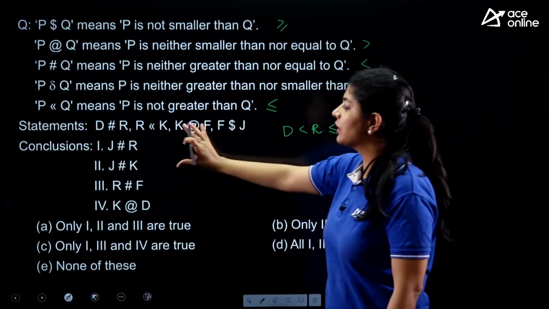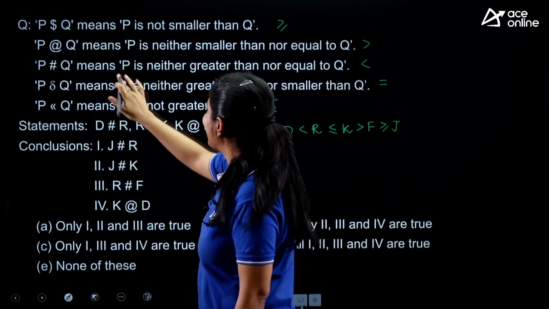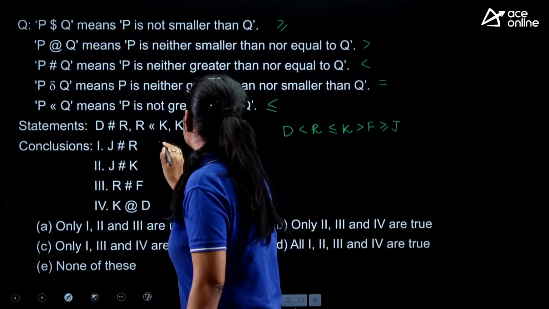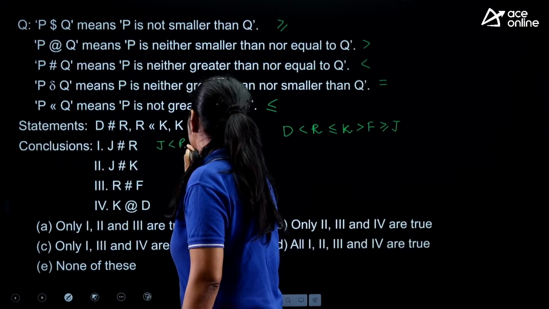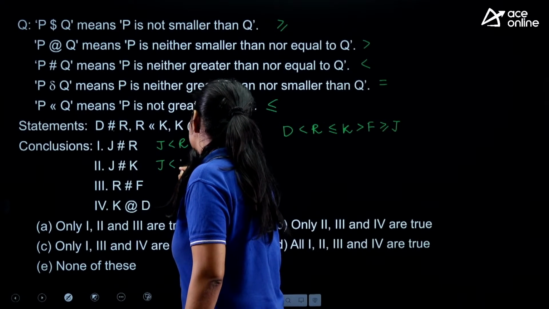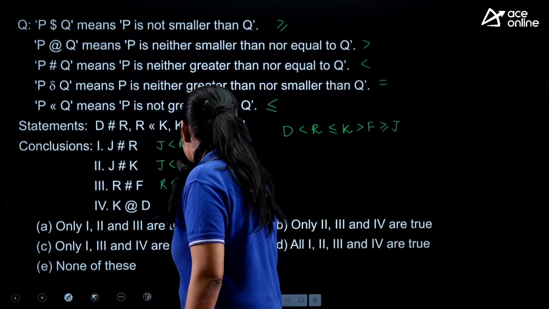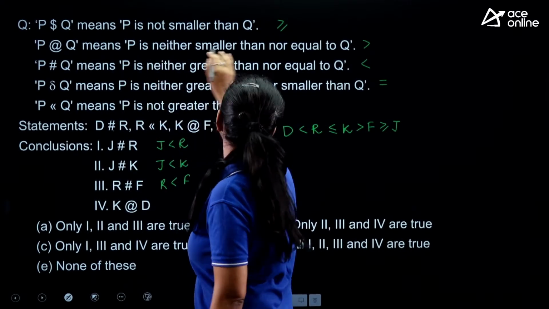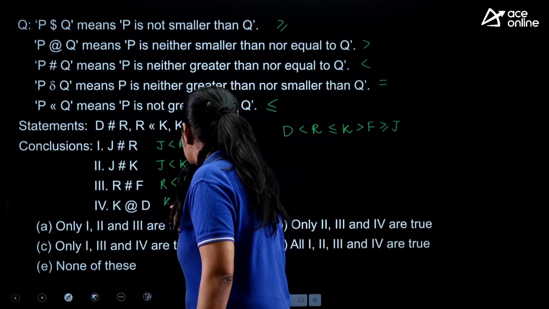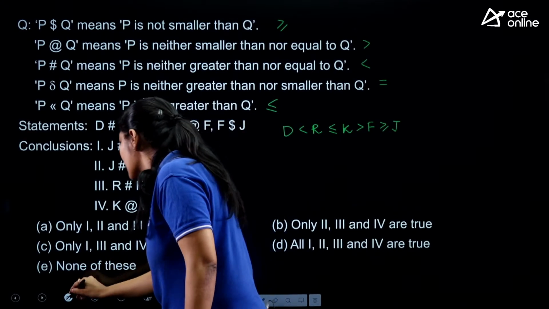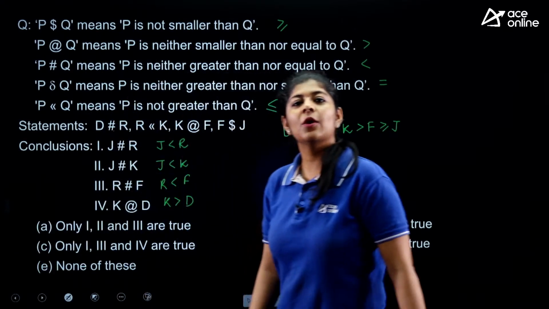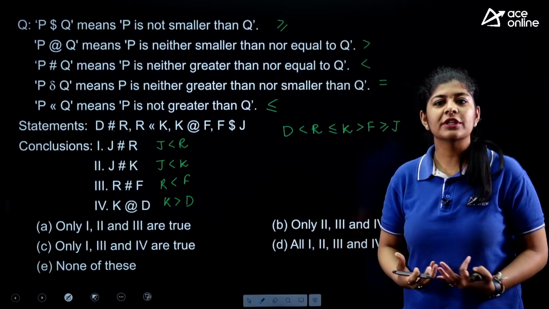Now we need to decode our conclusions. J hash R. Hash means J is less than R. J is less than K, right? Here R is less than F, and the last one at the rate means K is greater than D, right? After decoding it, now what we have to do, we just simply have to check our conclusions.